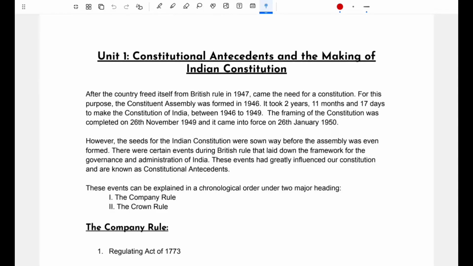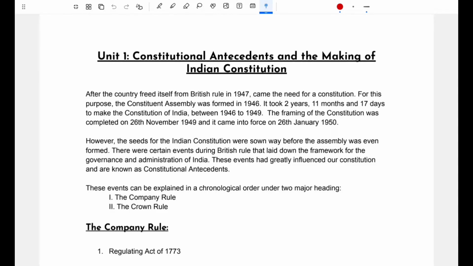Now I have divided these events under two timelines, the Company rule and the Crown rule. The Company here is obviously East India Company and the Crown is the British monarchy. Remember that the Company and Crown are two different things. India was first under the East India Company, who came and took over the trade. After that, the power slowly started to lean more towards the Crown, the British monarchy.